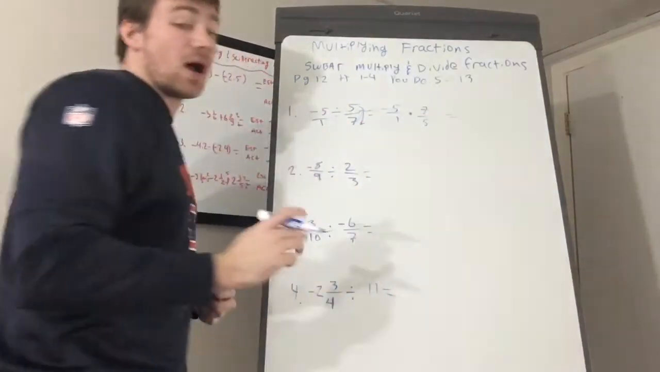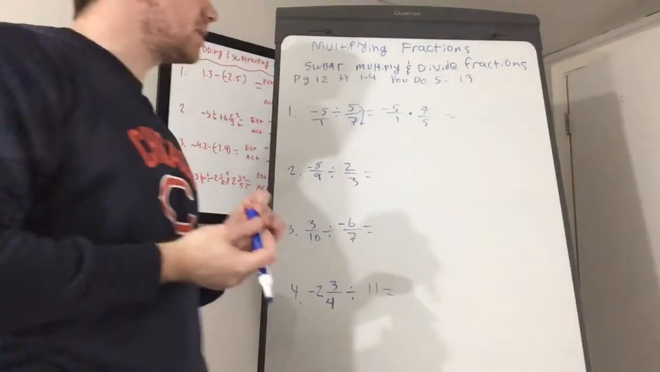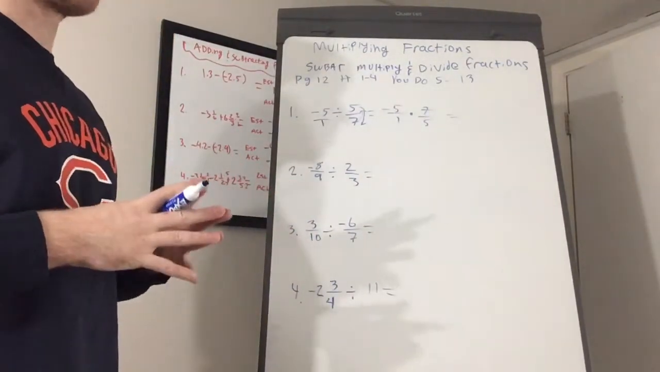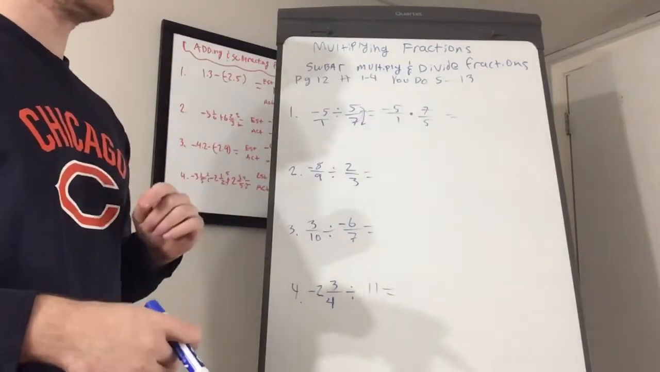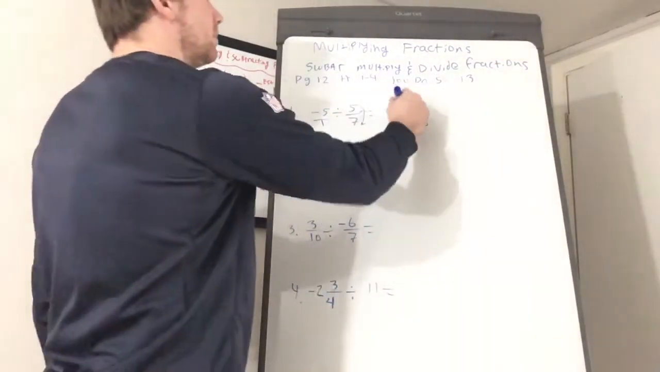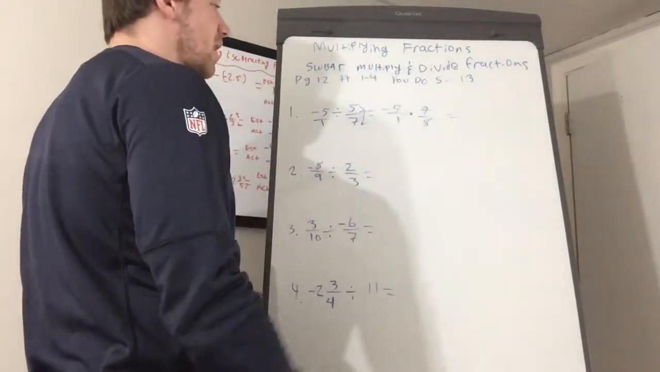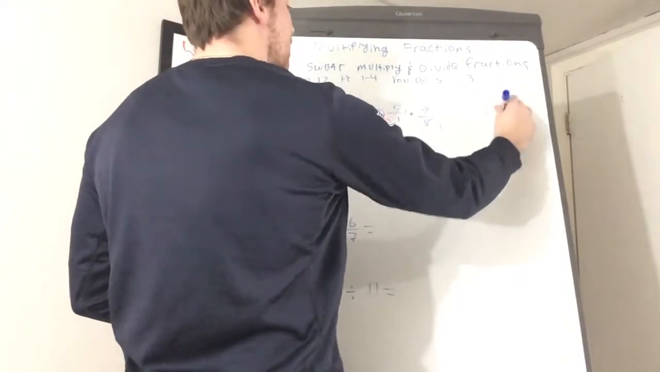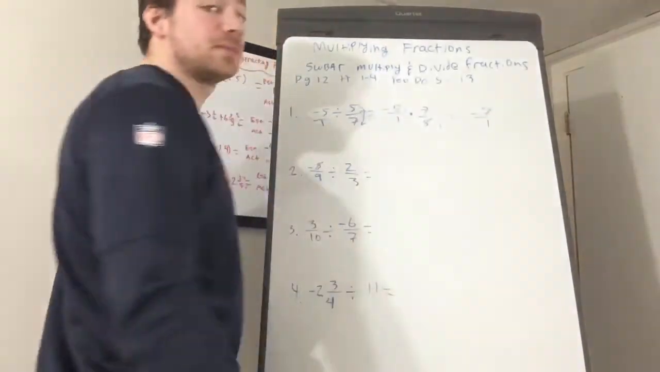Now, the easiest way to do this is to take out your like terms. Remember, anything over itself is 1. So I see a 5 here and a 5 here. I'm going to cancel it out. This becomes 1. This becomes 1. You end up with negative 7 over 1.